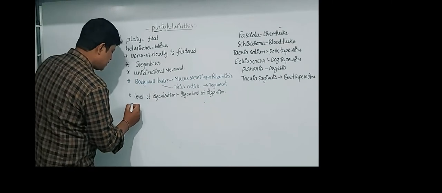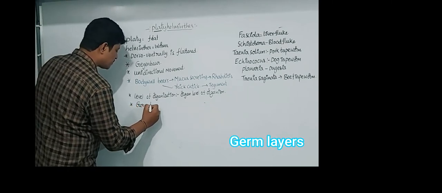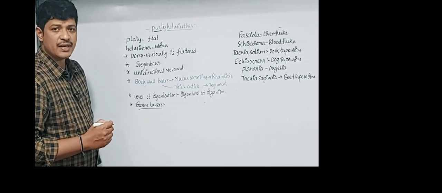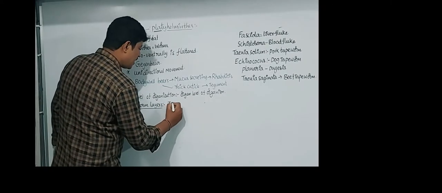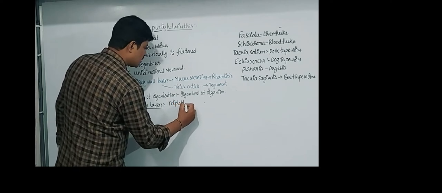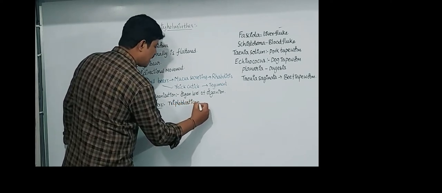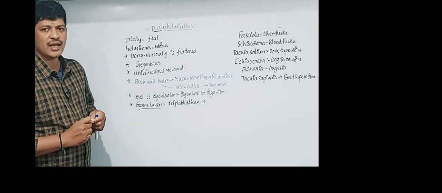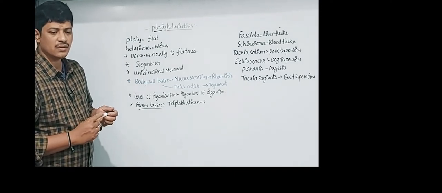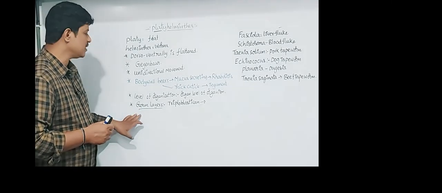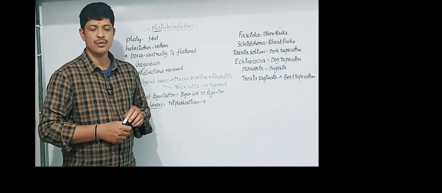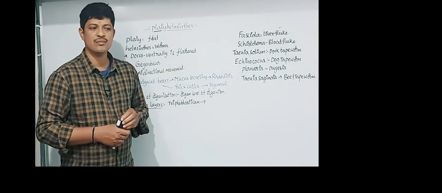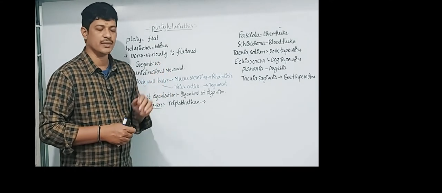Coming to the next one, germ layers. This is the first triploblastic phylum. So all these animals are triploblastic animals that have three germinal layers: ectoderm, mesoderm, and endoderm. These three germinal layers are present here. So the first triploblastic animals are Platyhelminthes animals.